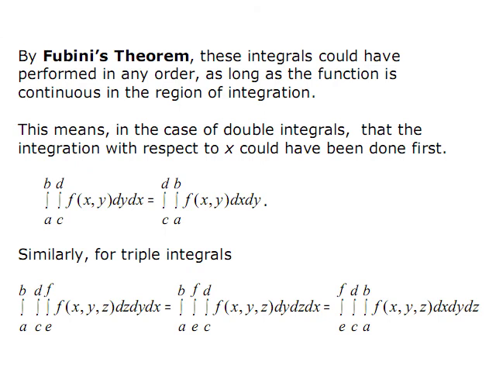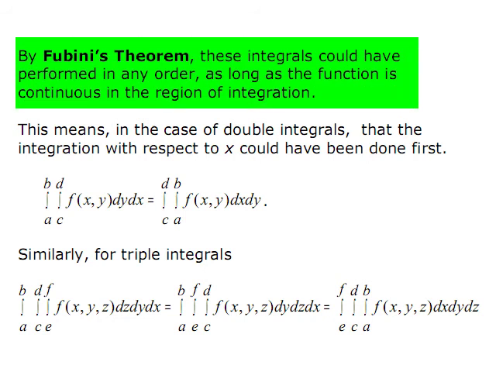You might have noticed that sometimes the integrals were written dy dx, and other times the order was dx dy. Does it matter? It doesn't matter as long as the function is continuous in that region of integration. This is Fubini's theorem. So as long as the function, that would be your f of x and y, or in triple integral it would be f of x, y, z, is continuous, you can change the order of integration.